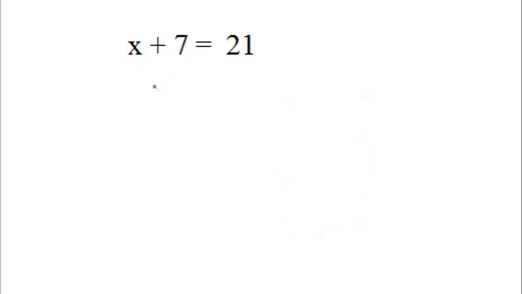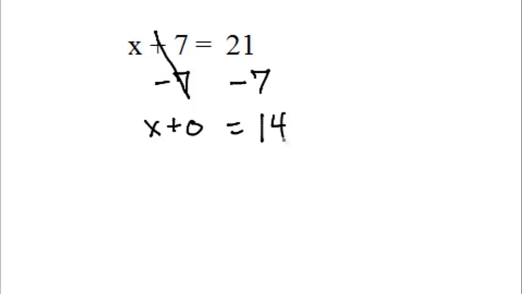Here, you subtract 7 from both sides. Whatever you do to one side, you have to do to the other so that you can keep balance. 7 minus 7 will give you 0, so that cancels that out because any number plus 0 is equal to itself. 21 minus 7 is equal to 14. Okay, x plus 0 is going to leave you with x by itself. And so now we've solved our equation. We know that x is equal to 14.